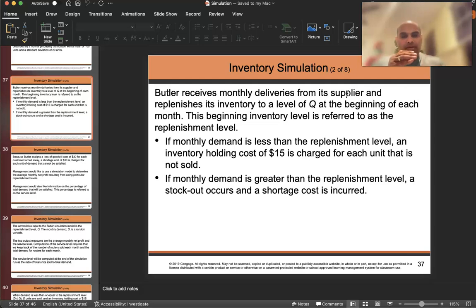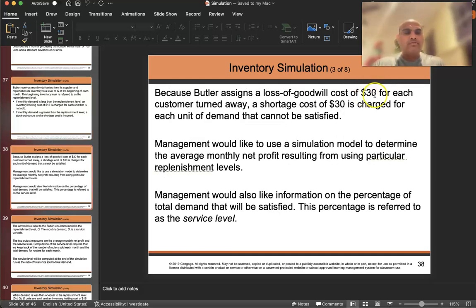If demand is only 90, for the remaining 10 units, you will be charged $15 per unit, or $150 in holding cost. But if demand, instead of being 90, is 110, 10 units more than what you have, then for those 10 people for whom you were not able to sell the router, you will charge what is essentially a loss of goodwill cost. So it's a shortage cost. Shortage cost is a loss of goodwill cost, and we'll assume that it is $30. So that's essentially how much you are losing by losing out on that customer.